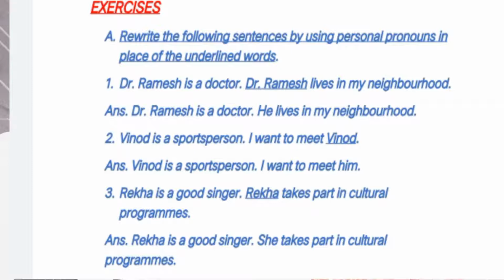See the first sentence. Dr. Ramesh is our doctor. Dr. Ramesh lives in my neighborhood. Dr. Ramesh is a noun. Here it is underlined. So what we have to do? We have to use a pronoun word here. So in place of Dr. Ramesh, I will use he. He is a pronoun word which we use for the male person. So he lives in my neighborhood.